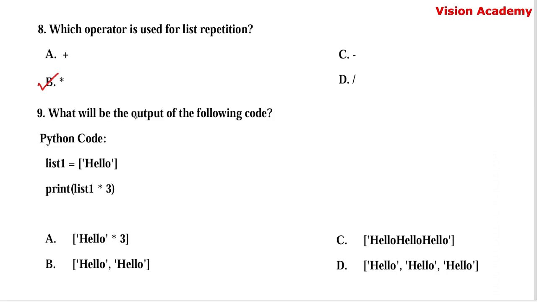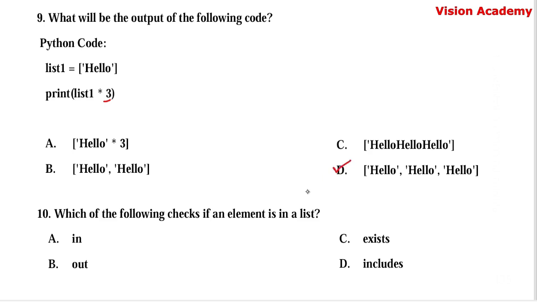Question number 9. What will be the output of the following code? Python code: list1 = ["hello"], print list1 * 3. Option A hello * 3, B hello, hello, C hello hello hello, D hello, hello, hello. So here you can observe whenever we multiply a number with the list, it is going to repeat the same element present in the list that many times. Here 3 times is given, so option D is the right answer.